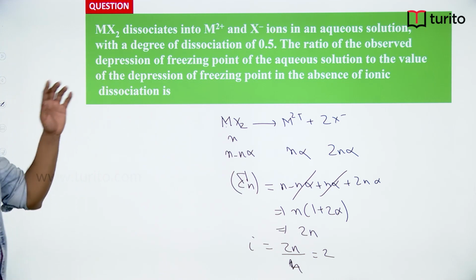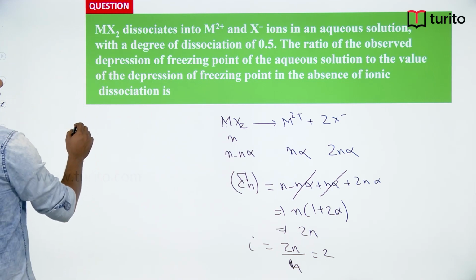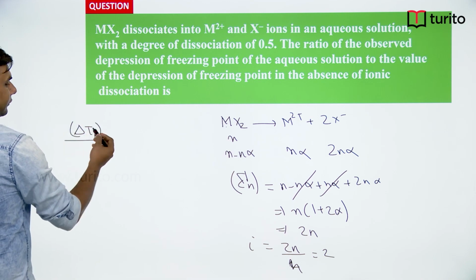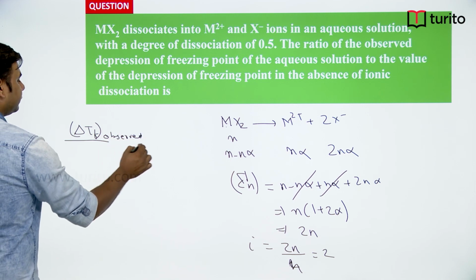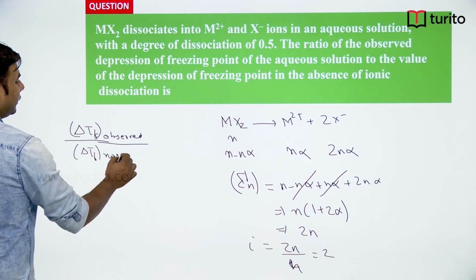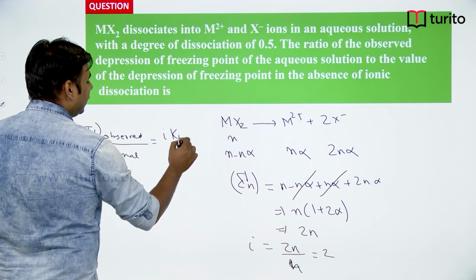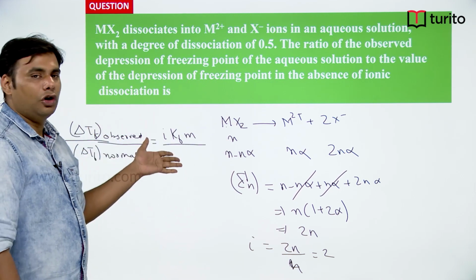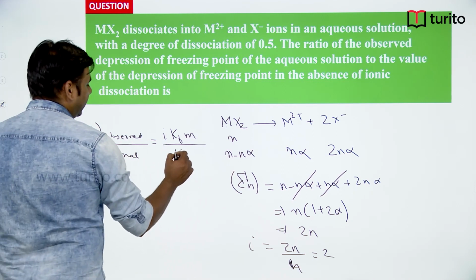Okay. So this says the ratio of the observed depression in freezing point to the value in the absence of ionic dissociation. So you have to find this ΔTf observed, or the experimental one, divided by ΔTf normal. Okay, so we know that ΔTf observed is i Kf m. The one done experimentally has to incorporate the Van 't Hoff factor. Theoretically we are expecting it to be Kf m.